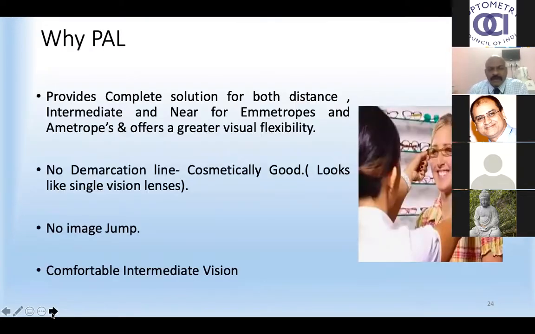So what are the advantages of using progressive addition lenses? Progressive addition lenses provide a complete solution for distance, intermediate and near, for both emmetropes and ametropes, and offer great visual flexibility. They don't have a demarcation line, so cosmetically they look very good. There is no image jump like with bifocal lenses. They also provide comfortable intermediate vision.